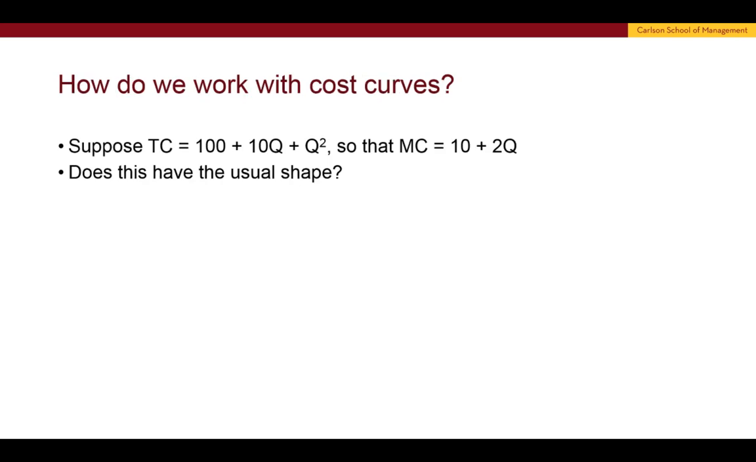Now, one way to get real clarity about these is to work with an example. So let's do that for a couple of slides. So how do we work with these cost curves? Well, here's an example, a particular function. Let's say that the total cost equals 100 plus 10 times Q plus Q squared. Now, in this class, I would also give you the marginal cost curve. So it turns out that the marginal cost curve associated with this total cost curve is MC equals 10 plus 2Q.